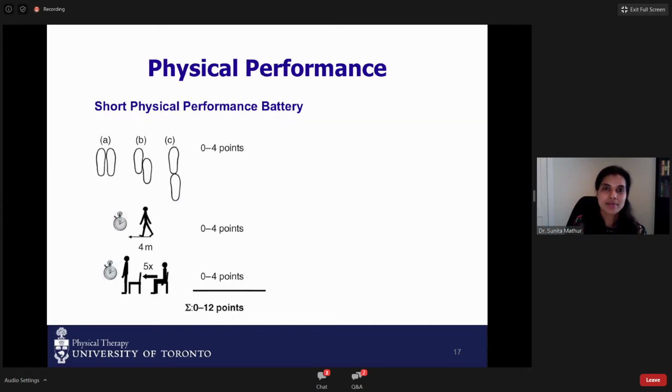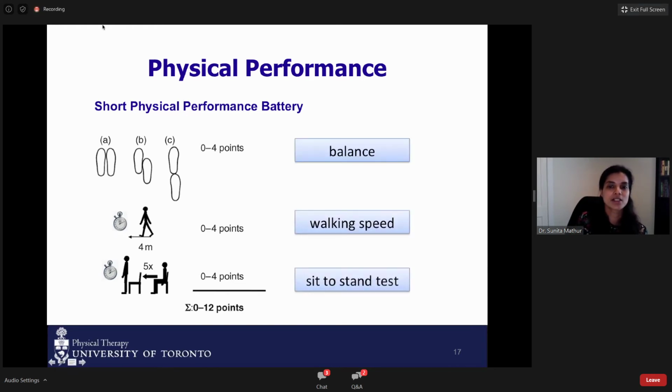So the last aspect of the sarcopenia definition is measuring physical performance. And there's many tests to measure physical performance. The one that's recommended is the short physical performance battery. And this has 3 components. The first test is a balance test where you're asked to stand with feet together, semi-tandem or tandem stance. And if you're able to hold the tandem stance for 10 seconds, you get 4 points or maximum score.